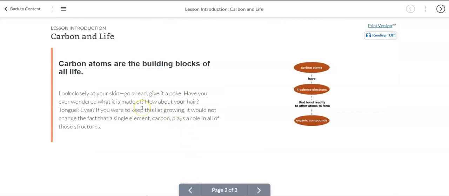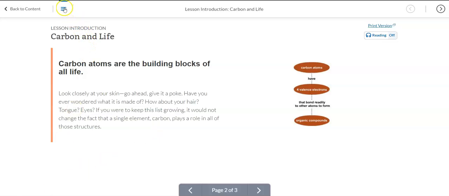Page 2 of the lesson introduction says carbon atoms are the building blocks of life. Look closely at your skin. Go ahead, give it a poke. Have you ever wondered what it's made of? How about your hair, your tongue, your eyes? If you were to keep this list growing, it would not change the fact that a single element, carbon, plays a role in all of those structures. Carbon atoms have 4 valence electrons that bond readily to other atoms to form these things called organic compounds. And that is going to be our focus today in lesson 203 and also in lesson 204.